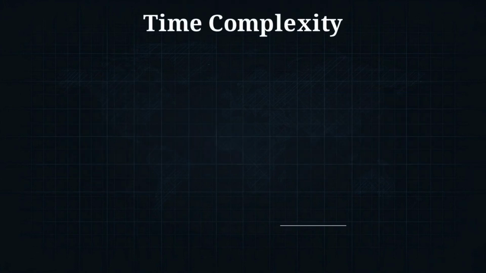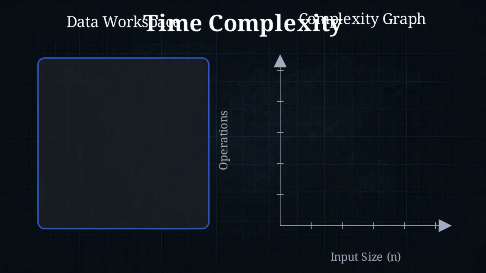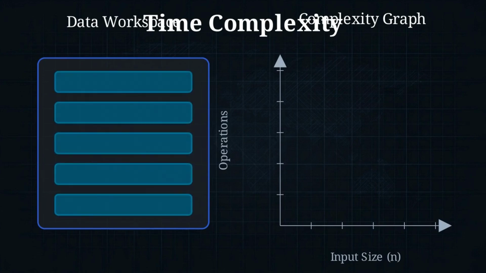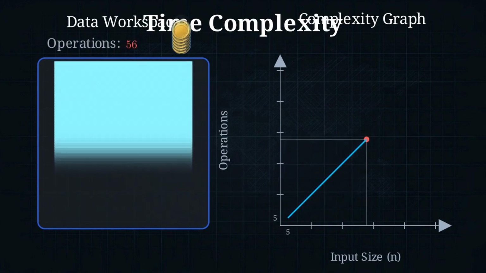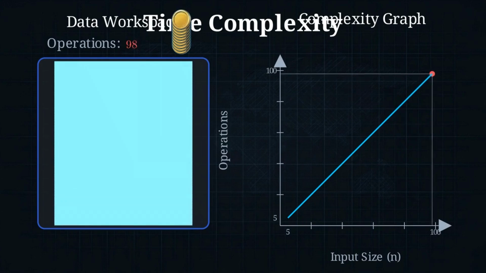When we chart how the number of those operations grows as our input size, represented by n, increases, we are measuring time complexity. If you have 5 data entries, a process might take 5 operations. Scale that to 100 entries, and you watch the operation count scale identically.